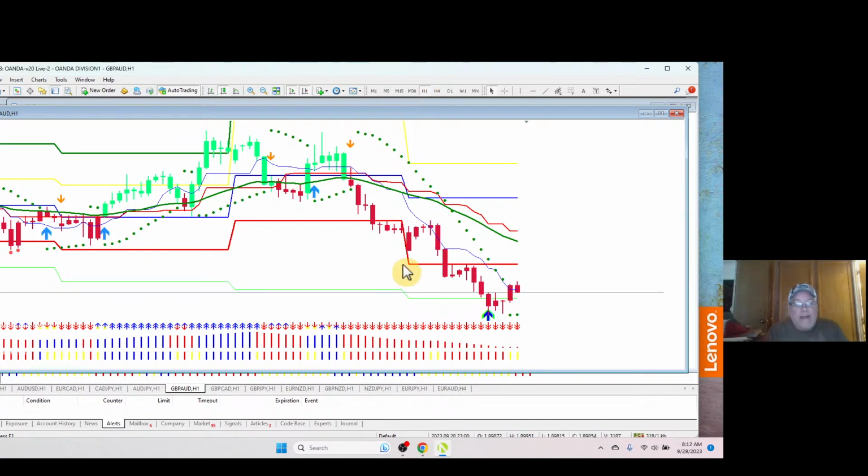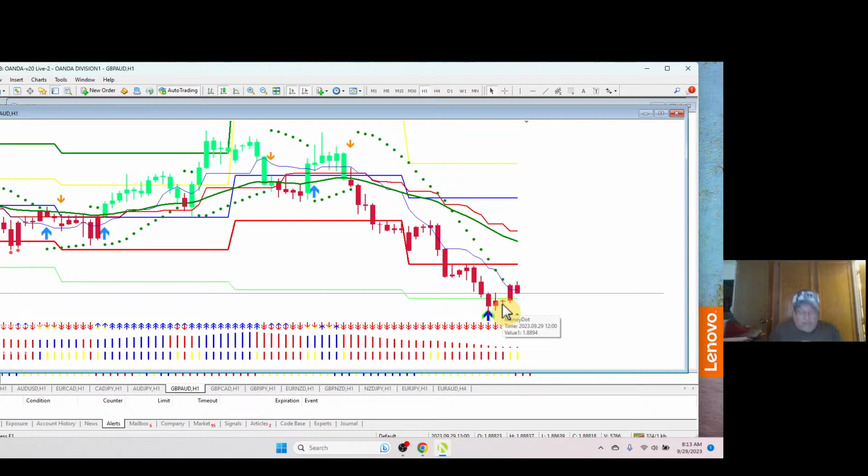So the 1 hour pound Aussie made a buy signal. That was the buy. That looks decent right there. But it's going to be a little bit far from me. That would have to be my stop right now. And it's at 188.63.9, and it's trading.